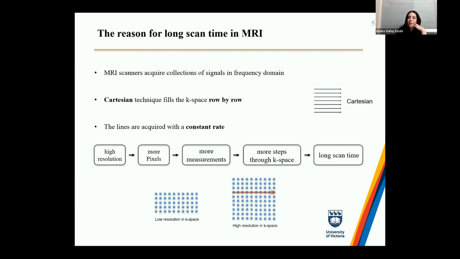As we know, MRI produces high-resolution images, and high-resolution images need more pixels, and more pixels lead to more measurements, and also again lead to more steps through K-space, so that at the end leads to longer scan time.